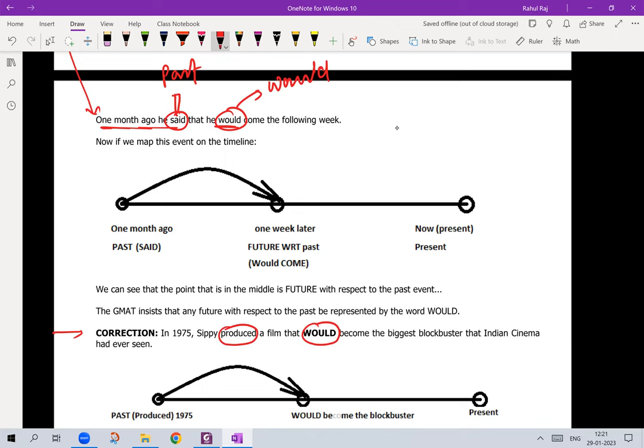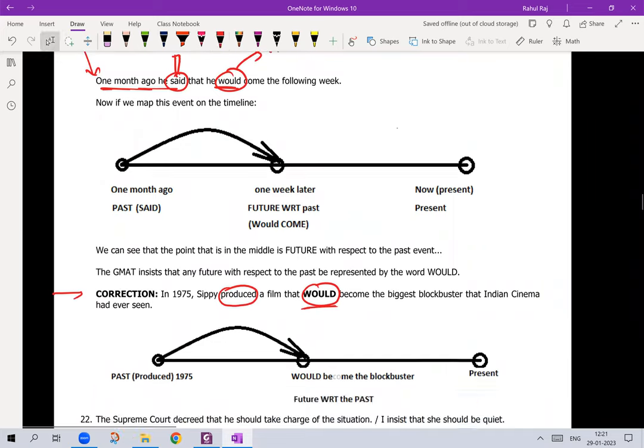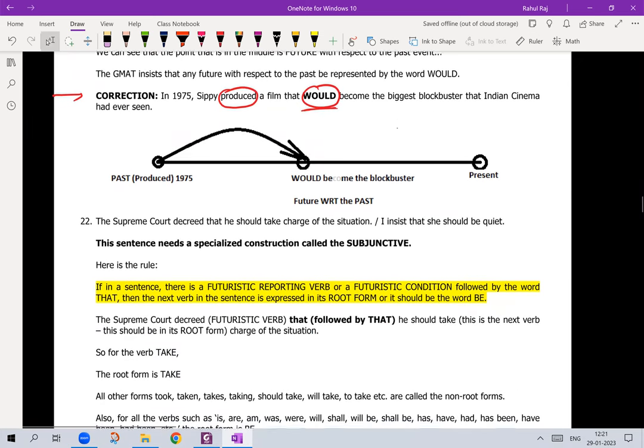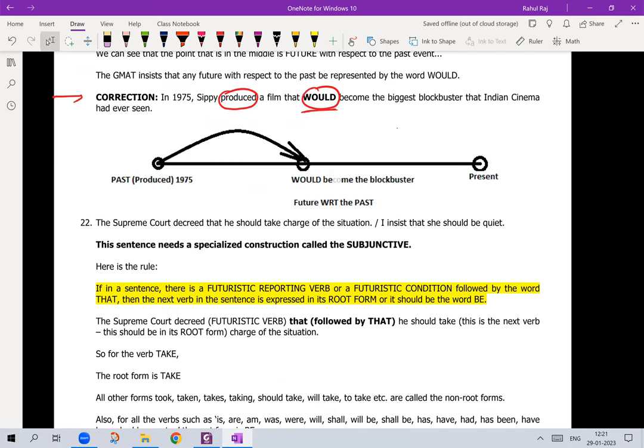Whenever you write future with respect to past, for example, the company announced that they would take over the other company. You can't say the company announced that they'll take over the other company. If you use past and you are trying to denote a future, ensure that you use would. Nothing else. That's a normal rule that should be followed, and there's no point questioning it.